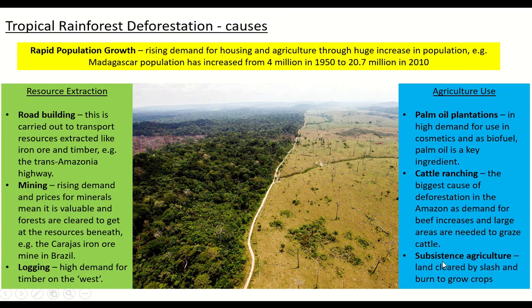And then lastly, even just small-scale subsistence agriculture. What we mean is agriculture that you don't sell. This is just for you to live on. So the indigenous tribes, for example, will clear areas of land using what's called slash and burn. They'll chop it down with a machete, and then they'll set it alight, and then they'll use that patch to grow crops. So these are all ways in which we are causing deforestation in the rainforest.